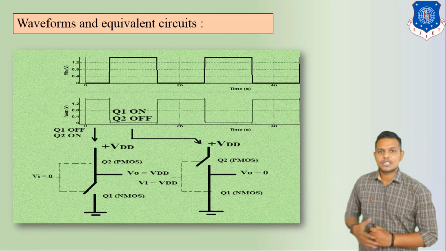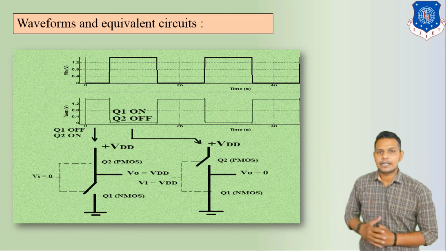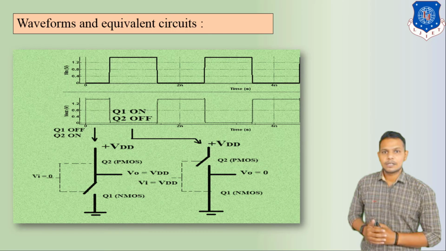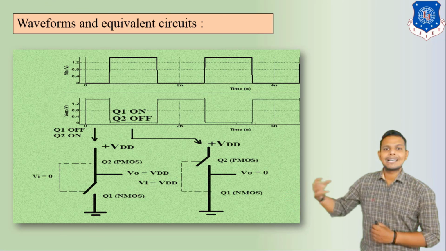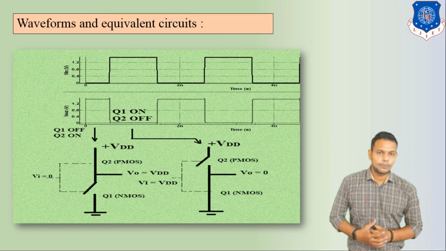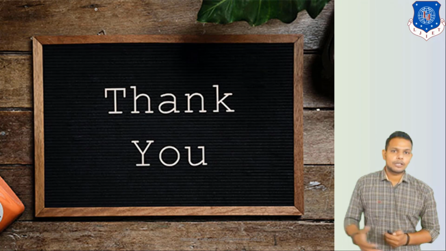So as we see here in waveform and equivalent circuit, your CMOS inverter behaves as an inversion, like if you enter 0 then you will get 1. If you enter 1 and you will get 0. So this is the inversion. So that's it for today's lecture.